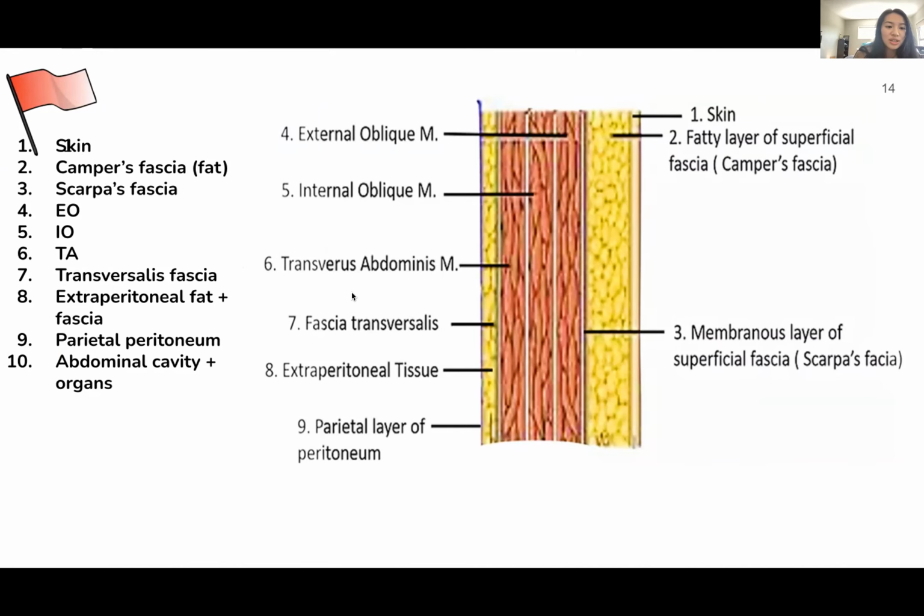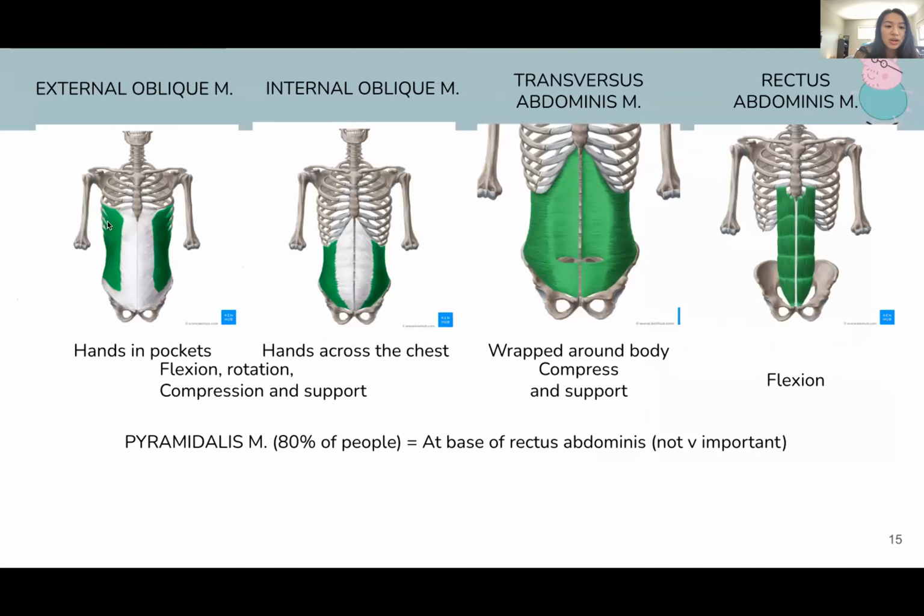Next one. Here are the actual muscles that I just talked about. So remember the fibers. Hands in pockets means the fibers go downwards. Looks like I'm raving or something. And then hands across the chest this way. And then wrapped around the body like glad wrap, this one's transversus abdominis. And then there's the rectus abdominis.